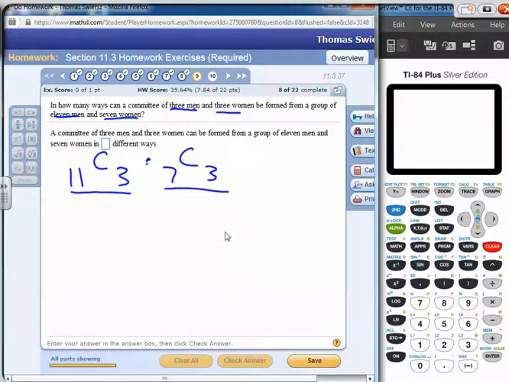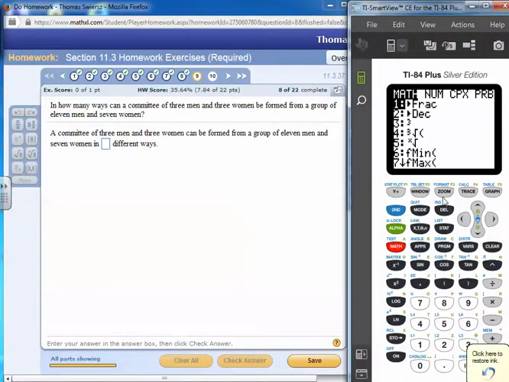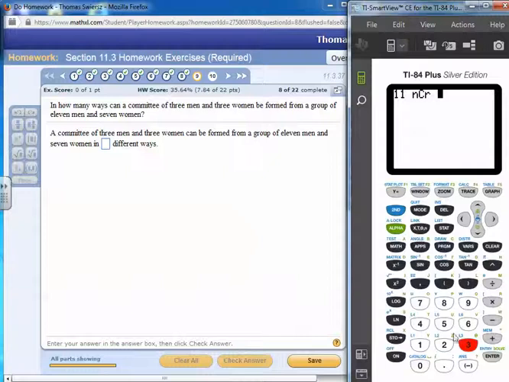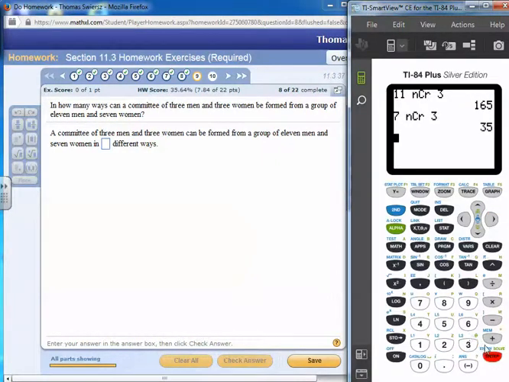So what we have here is a committee of 3, and we want 3 men from 11. For the men, we're going to do 11, math, probability, and then you can just hit 3 to select combinations, and then another 3, we're selecting 3. So the number of ways to get the men is 165. Then for the women, we've got 7 women, and we're also selecting 3 women. So 7 nCr 3, and we get 35.